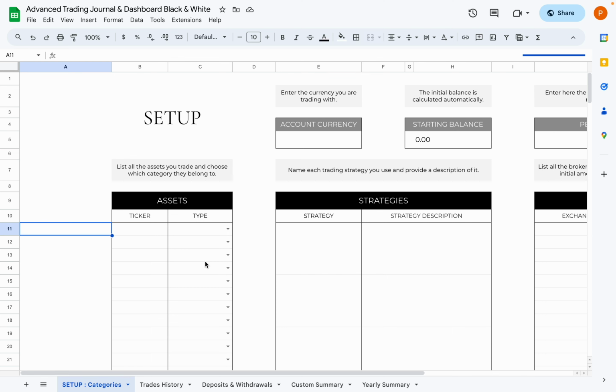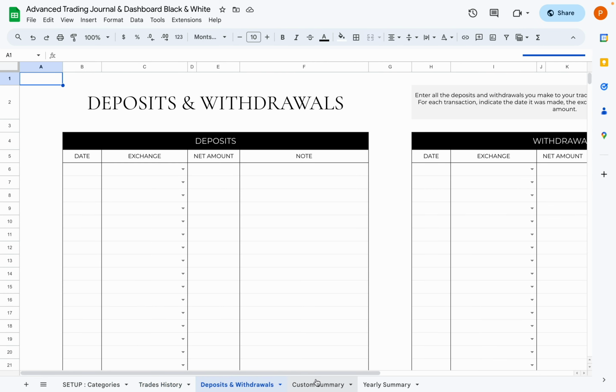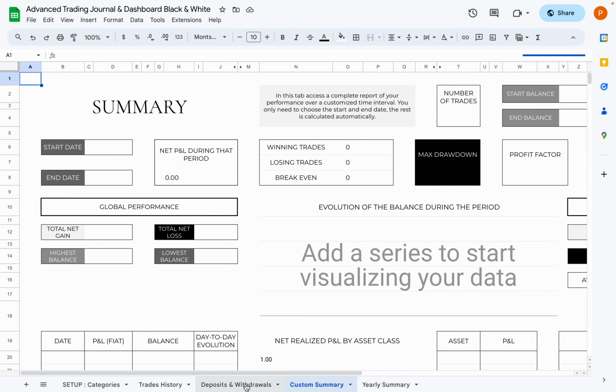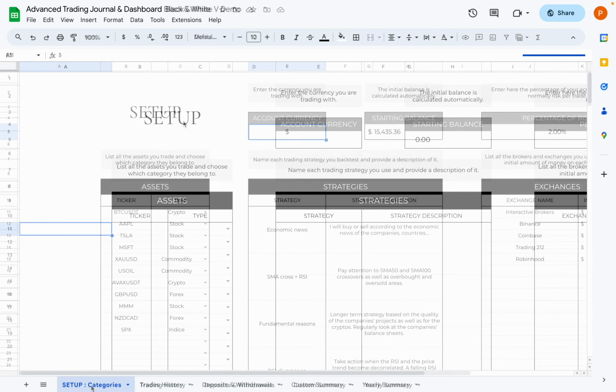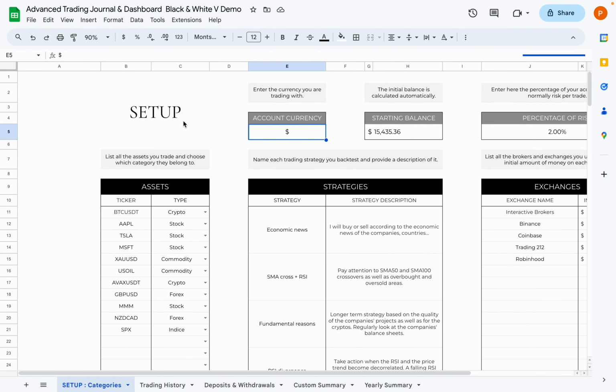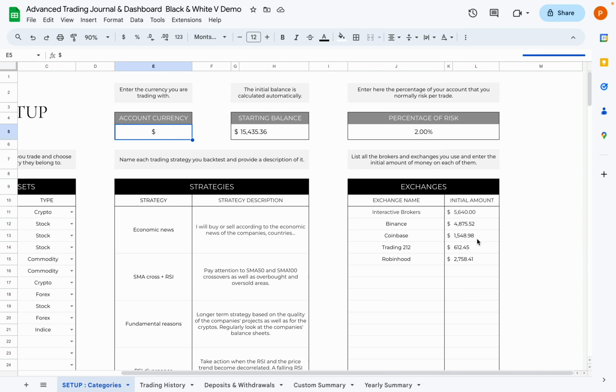So once you've downloaded the file, there are 5 tabs and they are completely blank. So today, to show you, I will populate some data. The first thing you need to do is go to the Setup tab and fill in your account currency, for example dollar. And the starting balance is calculated automatically based on the initial amount of money that you have on every exchange. The percentage of risk is the percentage of your account that you usually risk per trade.